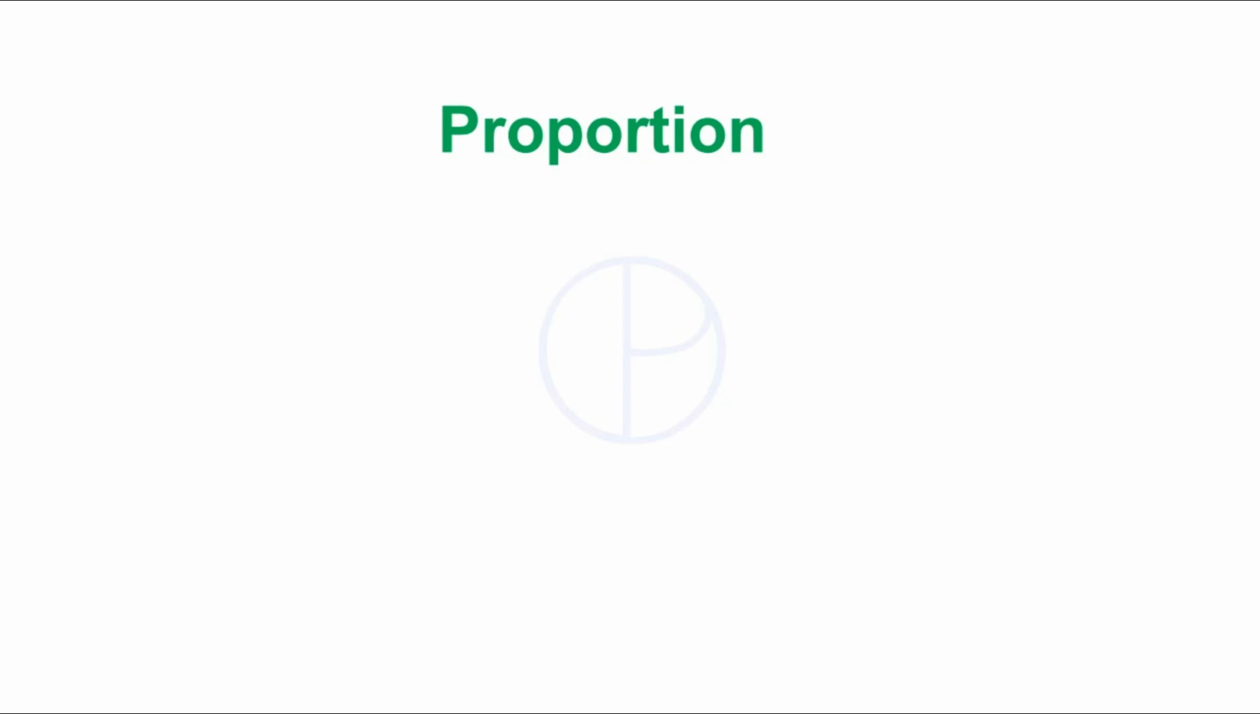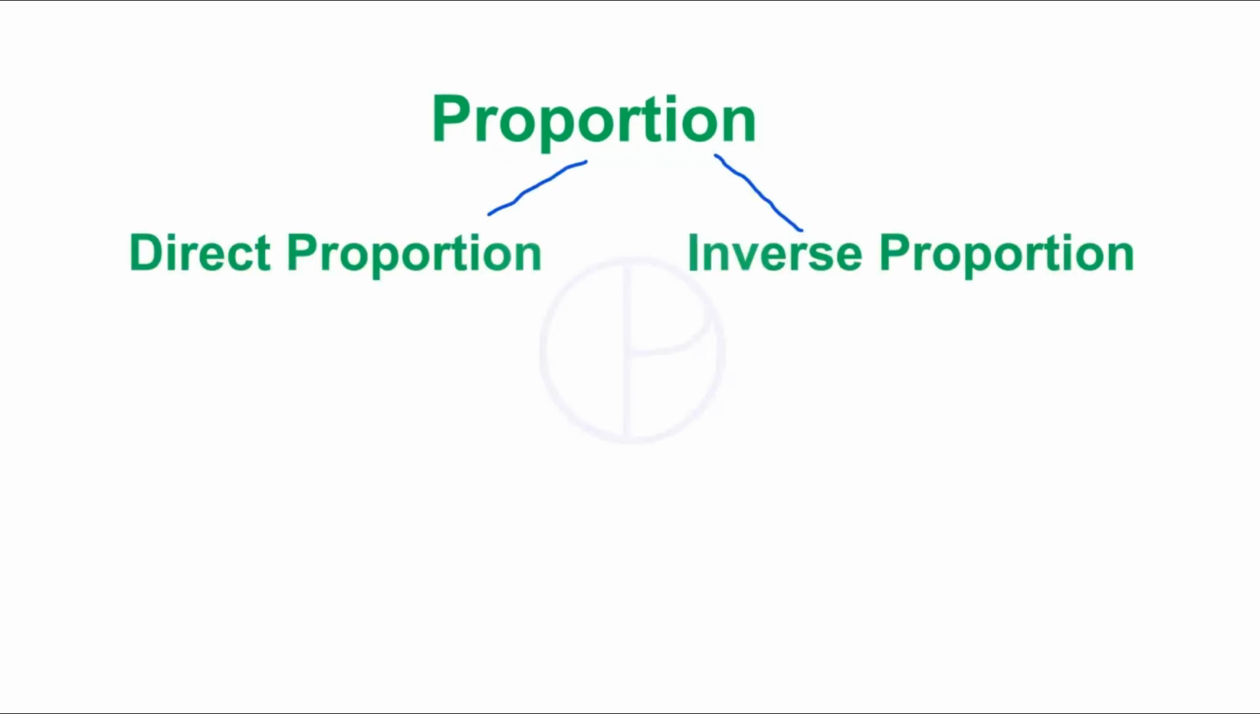In this video, we'll look into the topic proportion. What is meant by proportion in mathematics? It is a way of saying how two variables are related to each other. So in proportion, we have two types, direct proportion and inverse proportion.